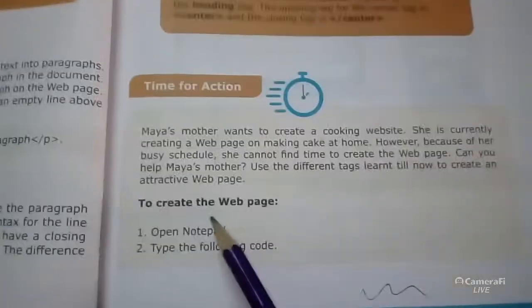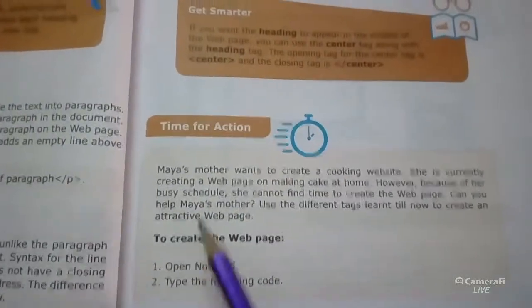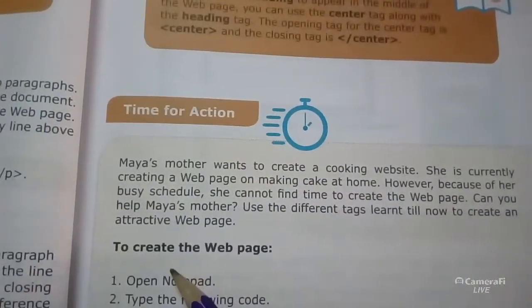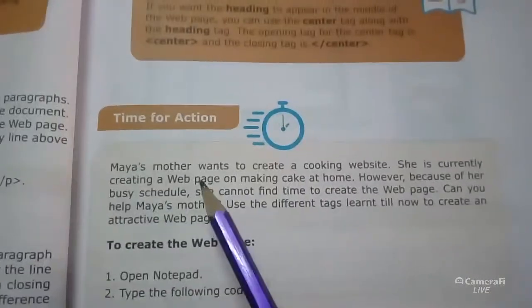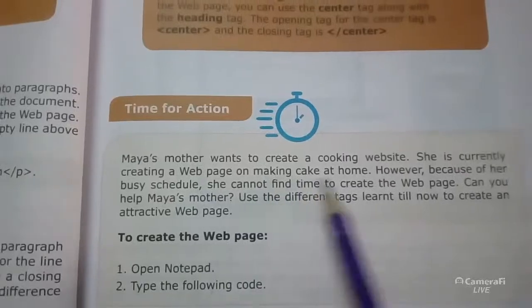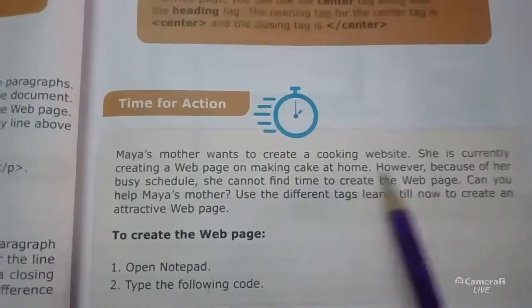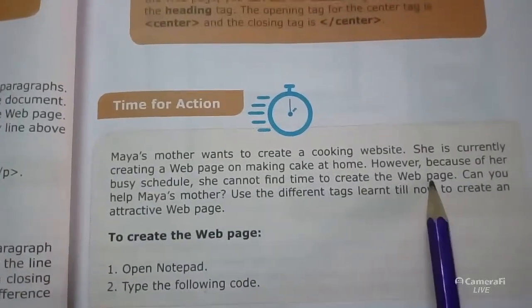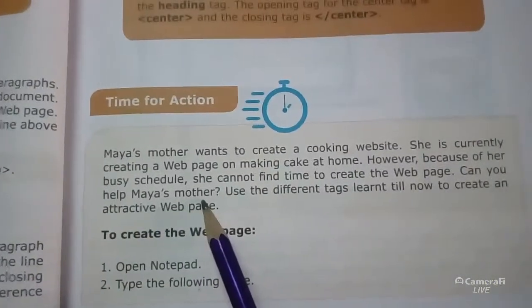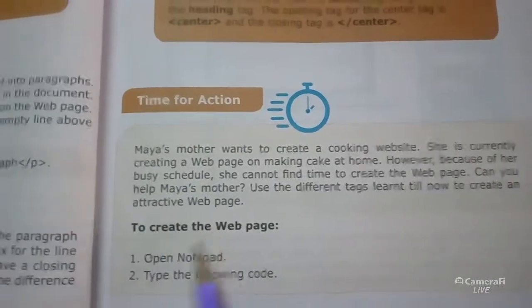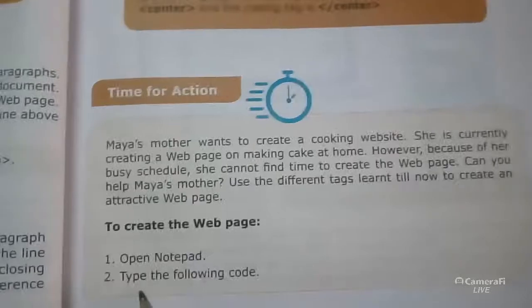Now here one example is given. That means how to write a program. Okay. Maya's mother wants to create a cooking website. She is currently creating a web page on making cake at home. However, because of her busy schedule, she cannot find time to create the web page. Can you help Maya's mother? Use the different tag learned till now to create the web page. Here, to create the web page, these are the steps. Open Notepad, type the following code.